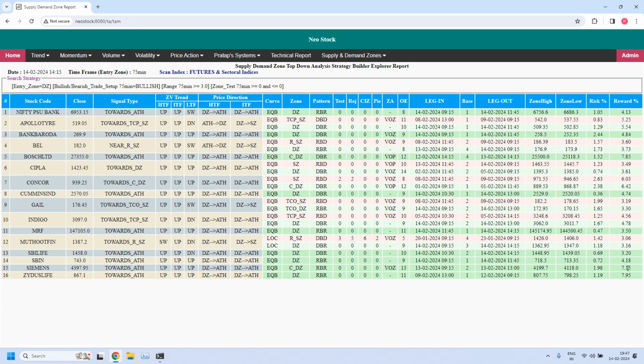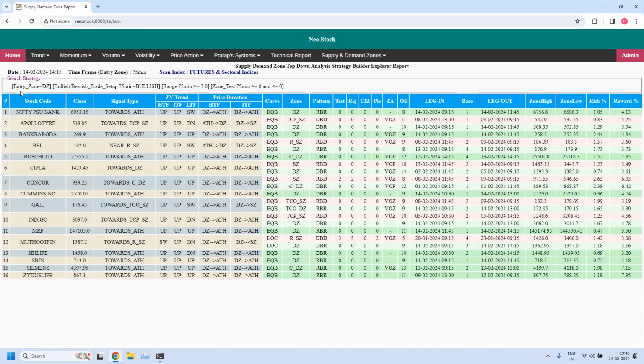So all these demand zones have a minimum of 3%. Now the list has come down to only 16. It is easy for us to analyze these 16 stocks. But still let us see how many stocks are near the demand zone from this list so that we can focus first on those stocks.